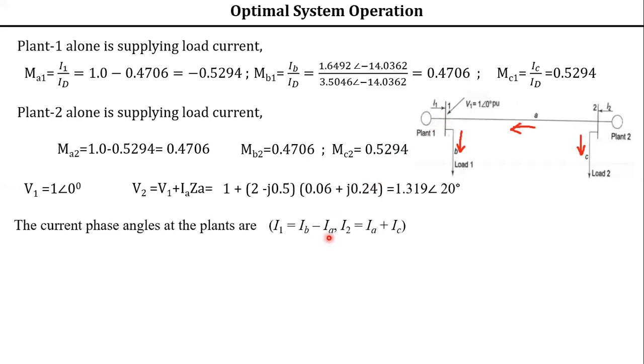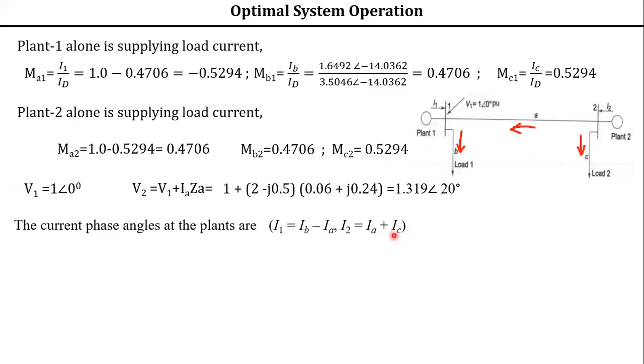I1 is IB minus IA, isn't it? At this point, I1 is entering, IA is also entering, and IB is outgoing. Incoming is equal to outgoing. Applying KCL at this point, we get I1 equal to IB minus IA. Similarly, what is I2 equal to? Apply KCL: I2 is equal to IA plus IC as per the assumed direction.